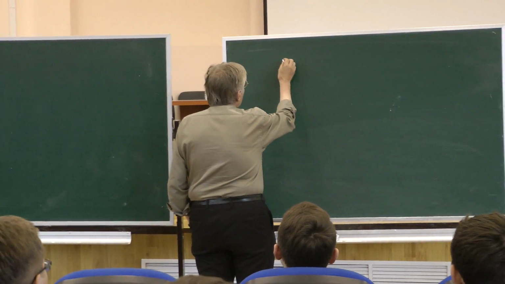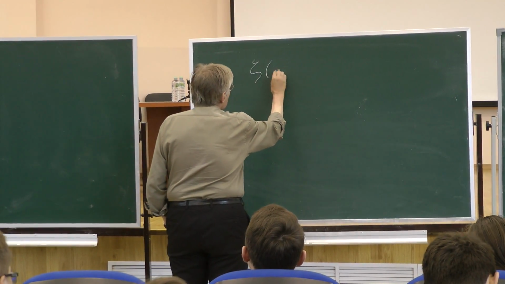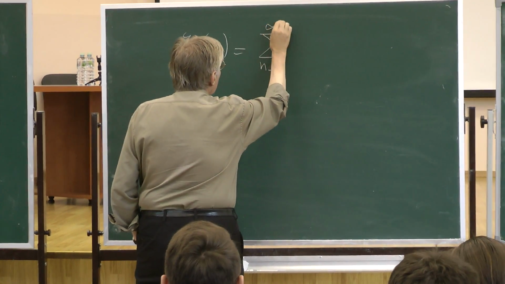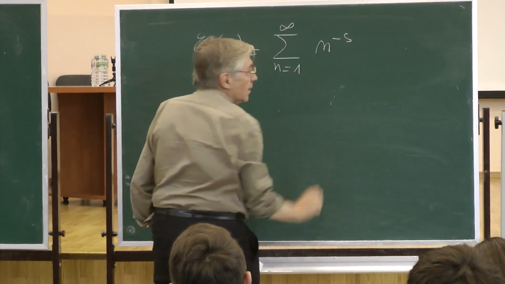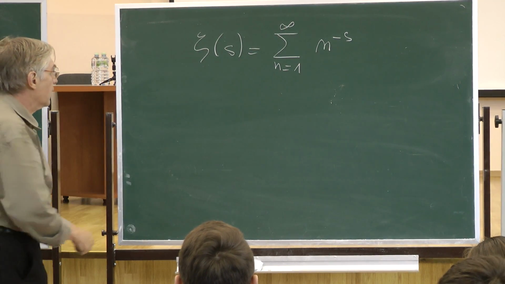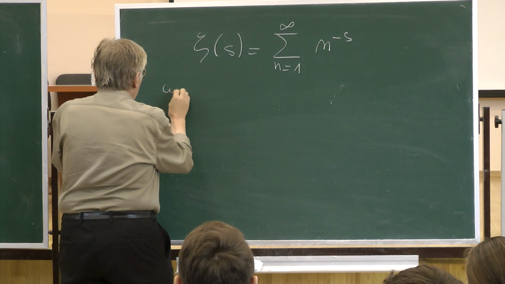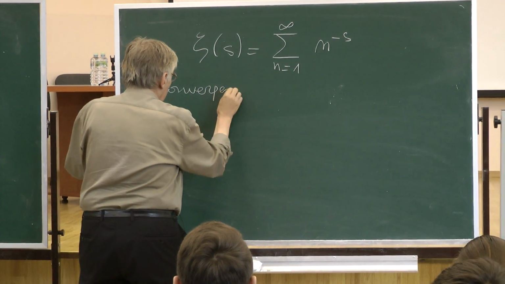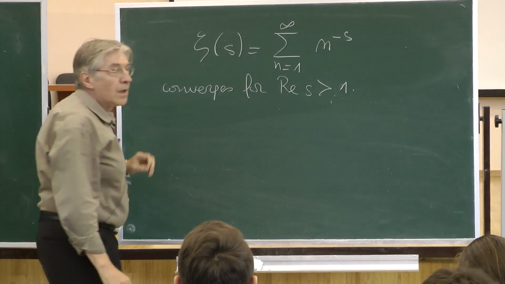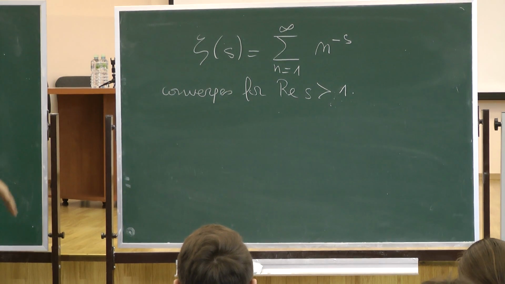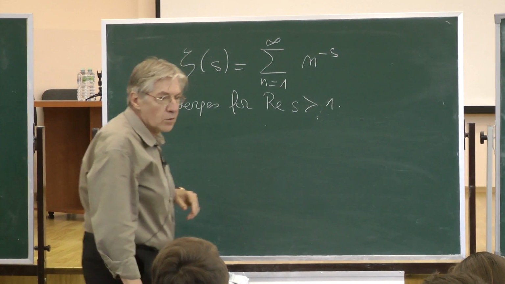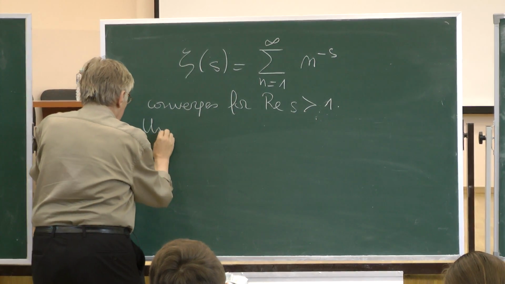Yesterday we looked at the Riemann zeta function, which is defined as the sum for n going from 1 to infinity of n to the minus s. What was proved already in the very first lecture is that this converges for real part of s strictly larger than 1. In fact, it is a little bit better than only a usual convergence. It is uniformly convergent.